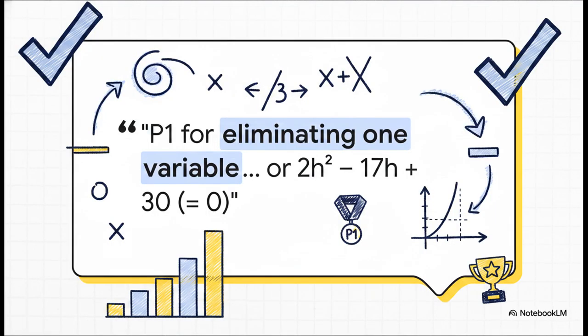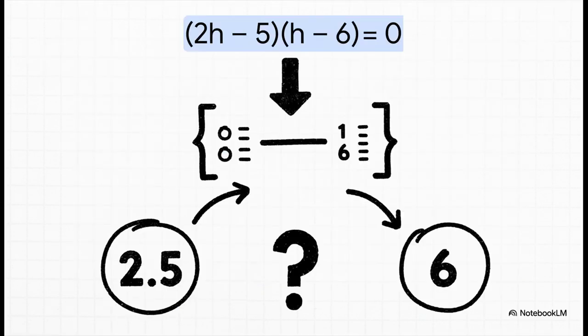And what does our blueprint say about this moment? It awards a third P1 mark for eliminating a variable and creating a quadratic. We are now 3 marks down, with just 2 to go. Now we just have to solve this thing.